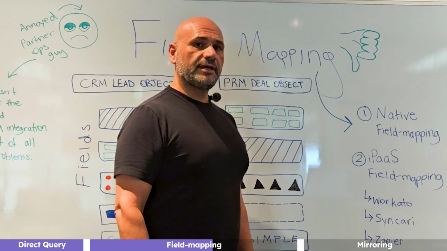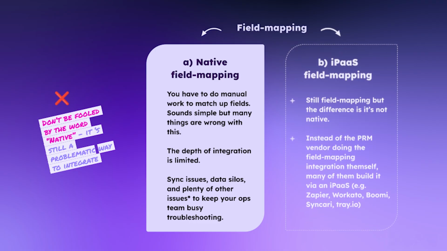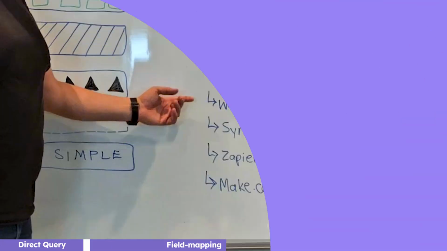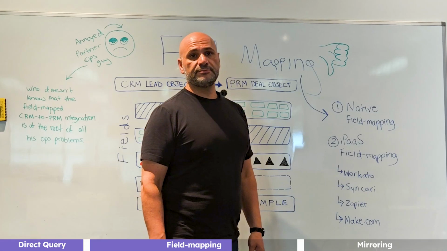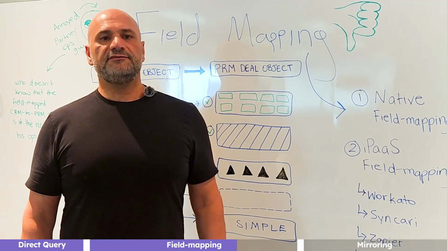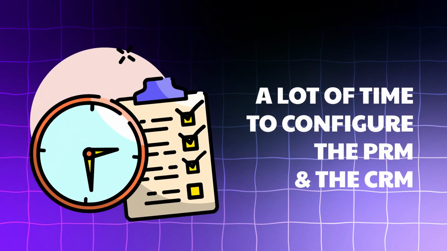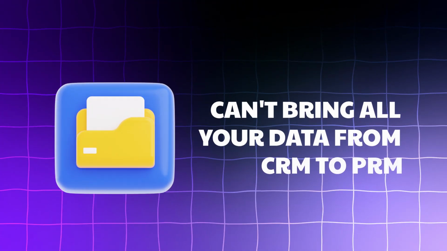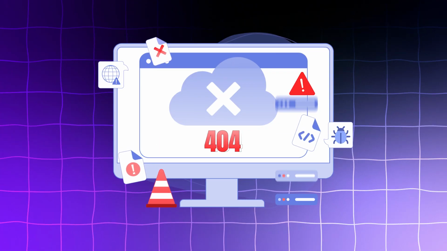So there are two different types of field mapping. Native field mapping is when your PRM vendor is communicating directly with your CRM. iPaaS is when your PRM vendor is using a middleman in order to communicate with your CRM, such as Workato, Syncari, Zapier, or Make.com. And anytime you're introducing a middleman, you're introducing complexity, and troubleshooting becomes much harder. So to sum up, the headaches field mapping will cause you include the amount of time it will take to configure the PRM to match what's in your CRM, the fact that you can't bring all your data from your CRM to your PRM, and the regular troubleshooting you'll have to go through in order to maintain the integration.